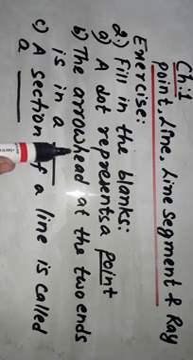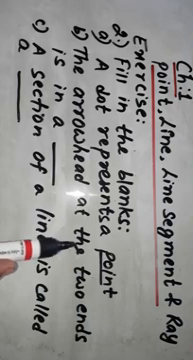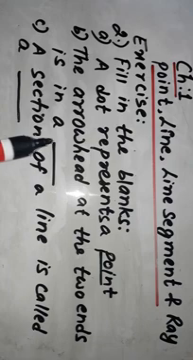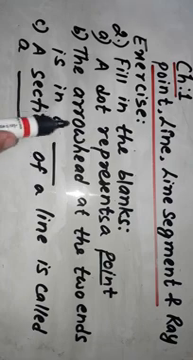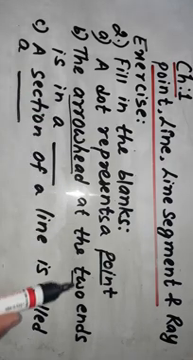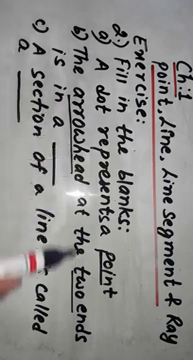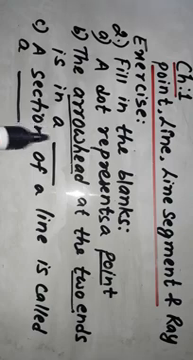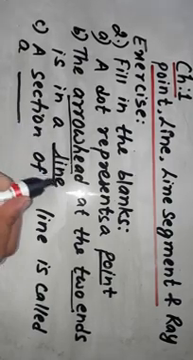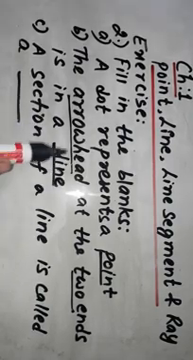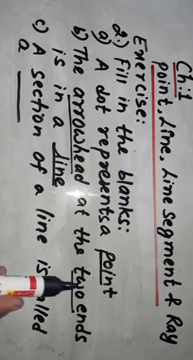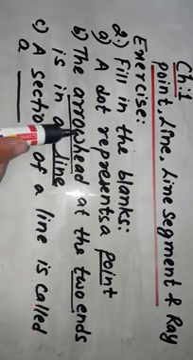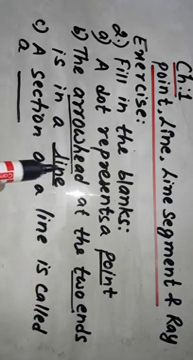Question number 2. The arrowhead at the two ends is in a dash. As I have already told you, arrowhead at two ends, it is in a line. We all know a line has two arrowheads. The arrowhead at the two ends is your line.